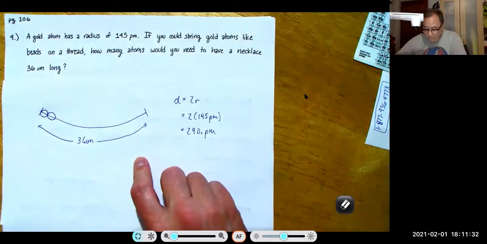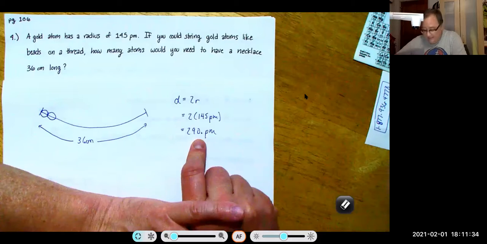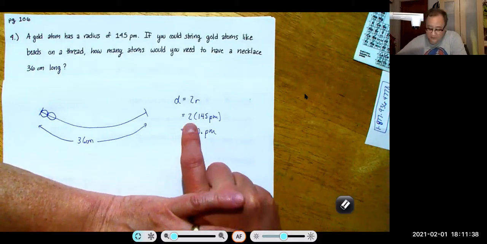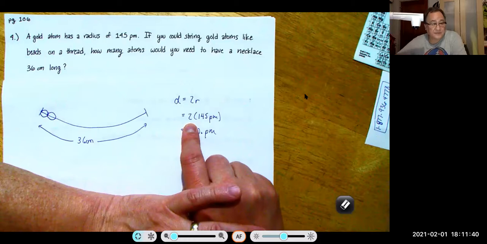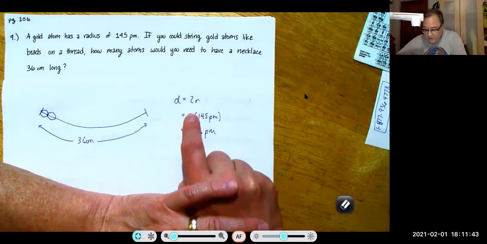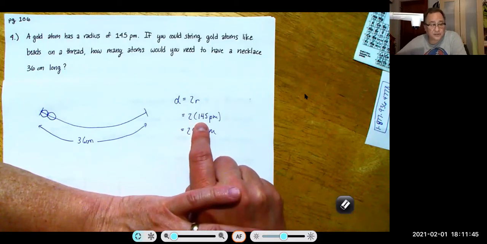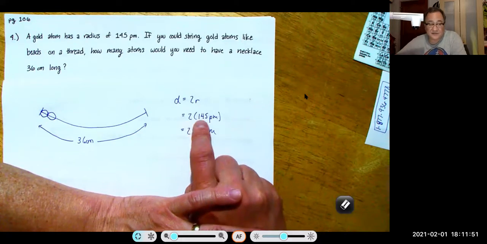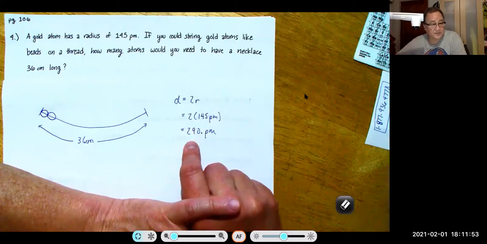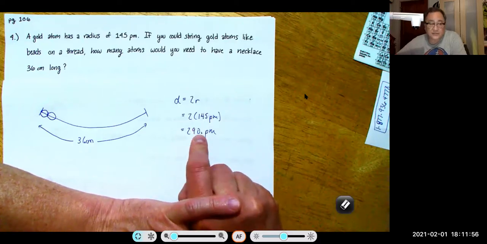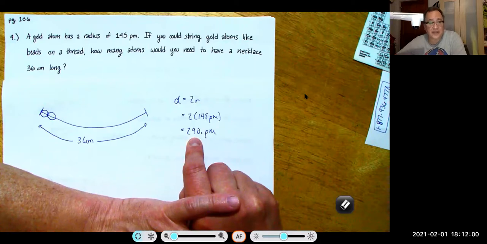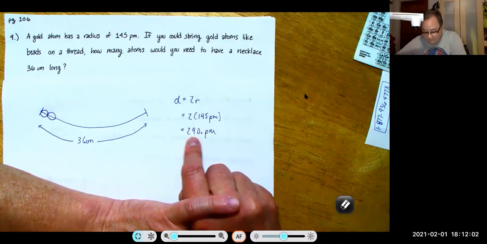So why did I put the decimal at the end of 290? The answer is because 2 is defined, so it has an infinite number of significant figures. 145 is measured, so that has 3 significant figures. So when you have infinite significant figures times 3 significant figures, you should get 3 significant figures. If I put that decimal there, then that 0 counts. Trailing zeros with a decimal count. So this has 3 significant figures for the diameter.